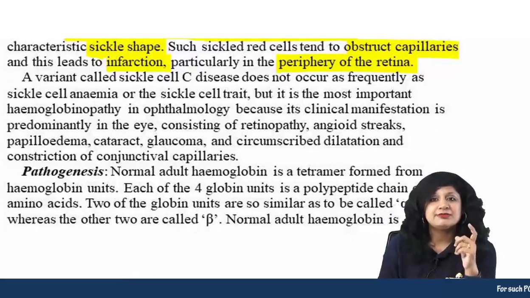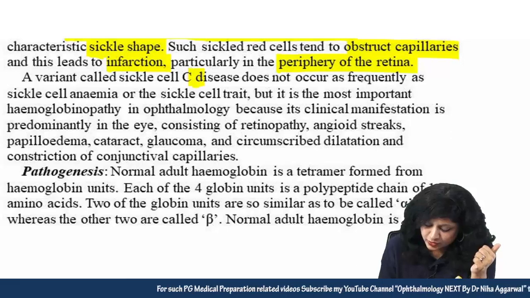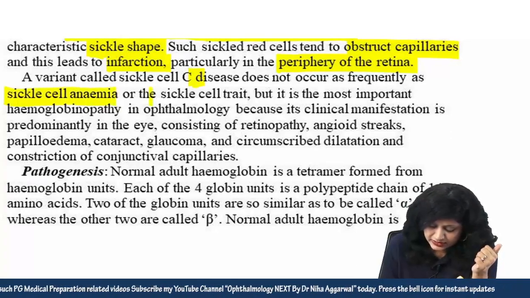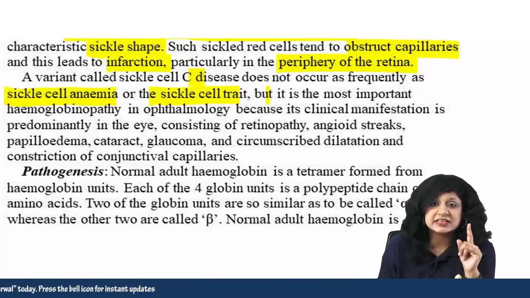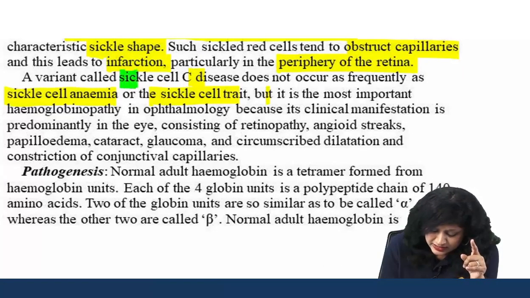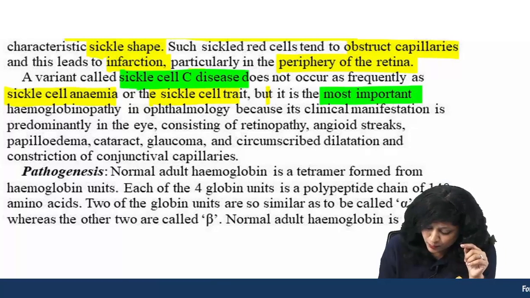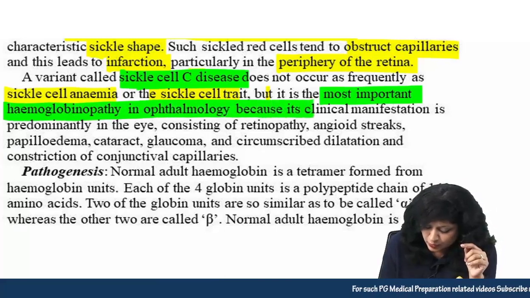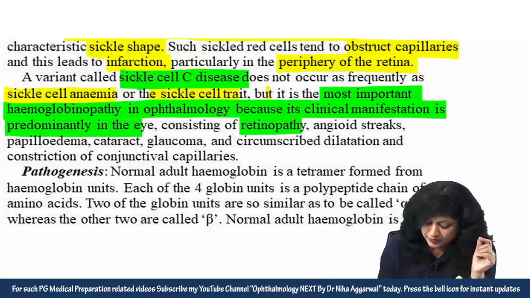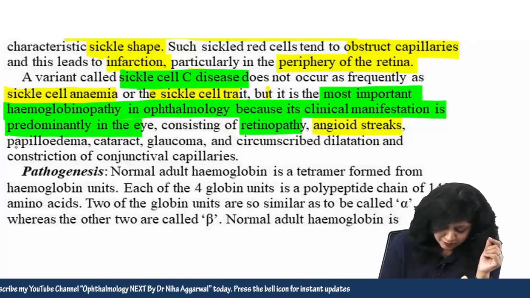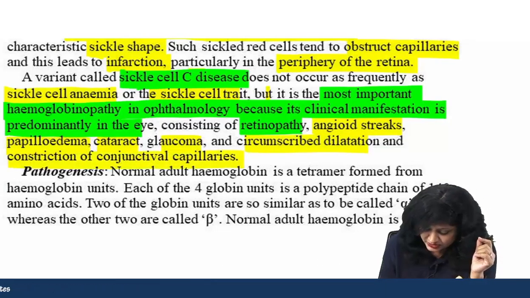Now we can have frank sickle cell anemia, and we can have a variant also. Variant C does not occur as frequently as sickle cell anemia or the sickle cell trait, but it is the most important. The variant is called sickle cell C disease. It may not be as common, but it is the most important hemoglobinopathy in ophthalmology, because its clinical manifestation is predominantly seen in the eye, where you have retinopathy, angioid streaks, papilledema, cataract, glaucoma, and circumscribed dilatation and constriction of conjunctival capillaries.